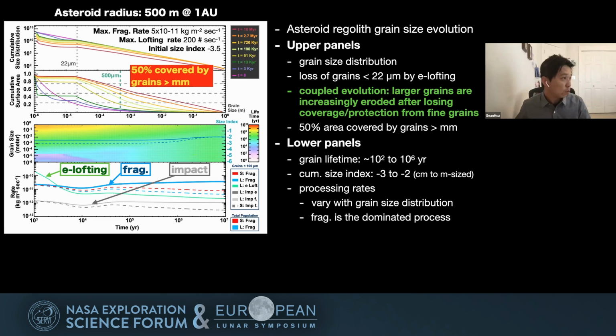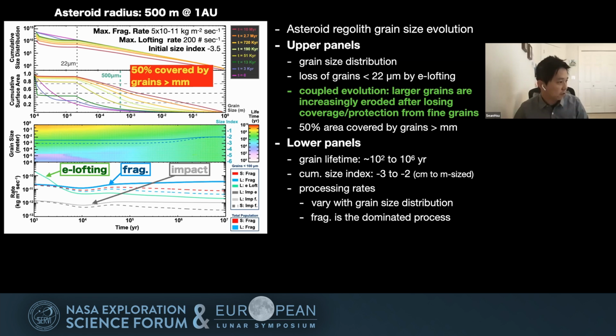We start with a rather steep size distribution with an index of -3.5. So at the beginning, about 90% of the surface is covered by grains smaller than 100 micron. But with time, and because of this prevalence of small particles, electrostatic lofting is the most important process at the beginning, as the bottom plot shows the rate of various processes.